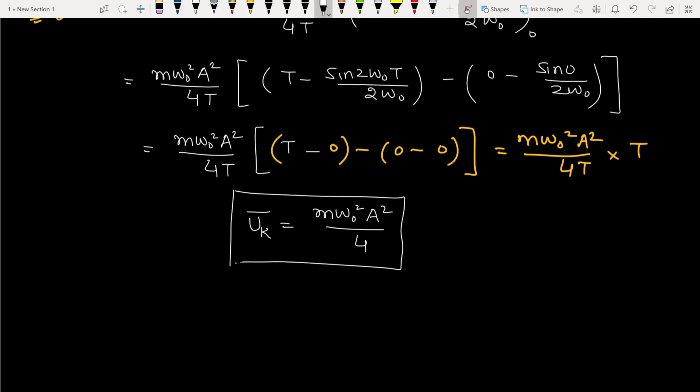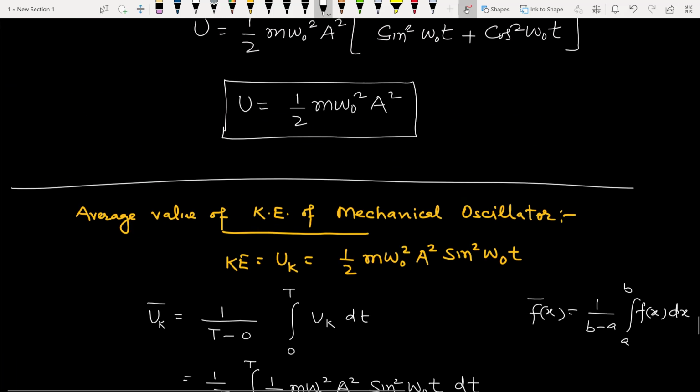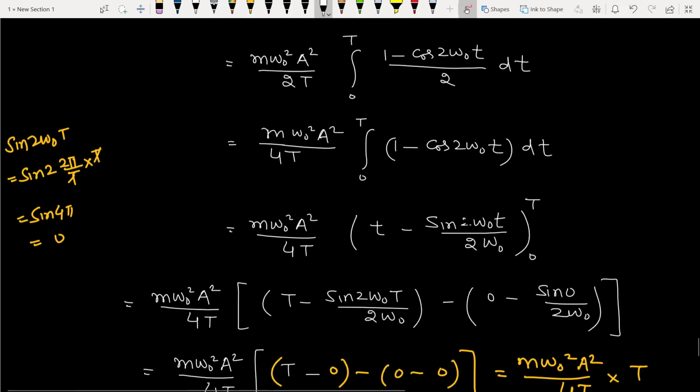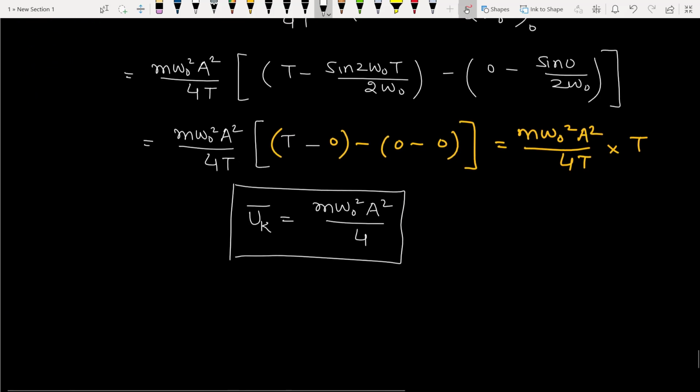So in continuation we mark this as equation number 10, since total energy in yesterday's lecture was equation number 9. So this is the formula for average kinetic energy.